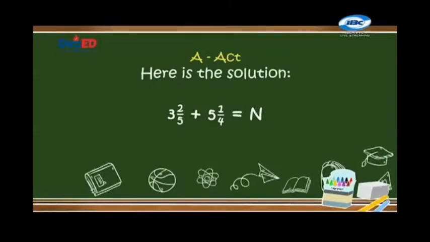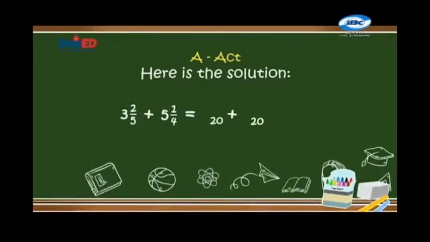Here is the solution. 3 2/5 plus 5 1/4 equals n. Remember the steps in adding mixed numbers with dissimilar fractions. To make them similar, let us find the least common denominator or LCD of 5 and 4. What is the LCD of 5 and 4? You did very well. 20 is the LCD of 5 and 4.